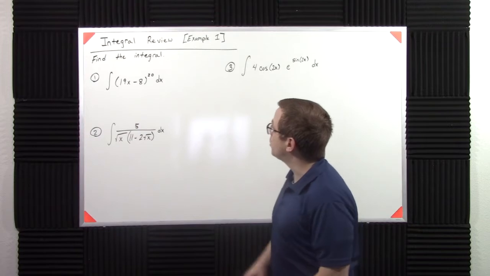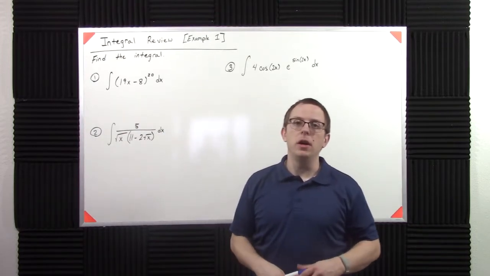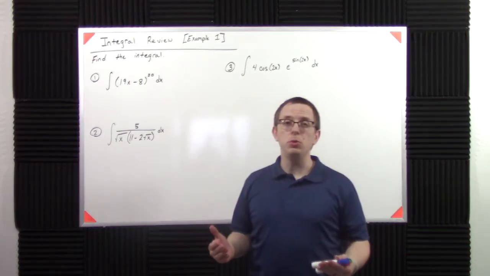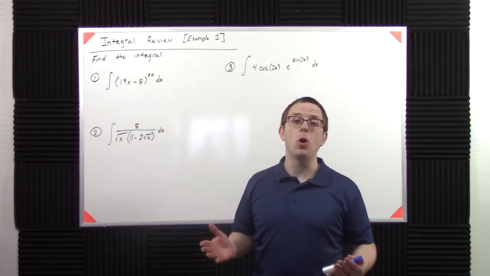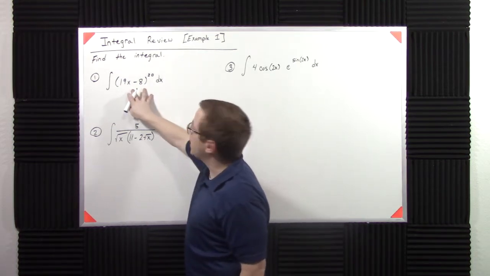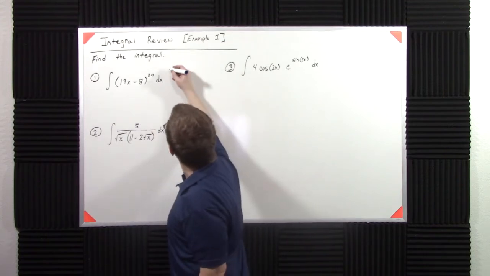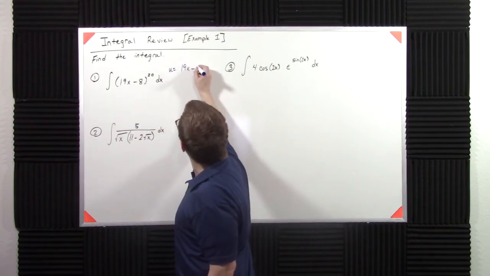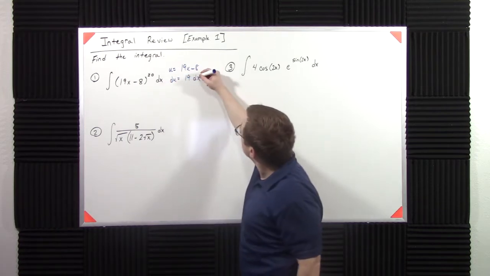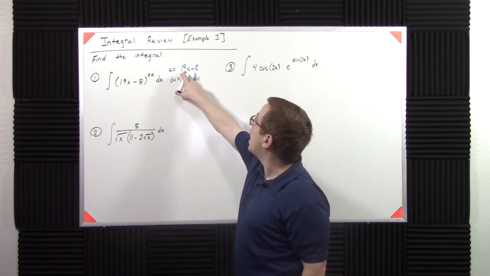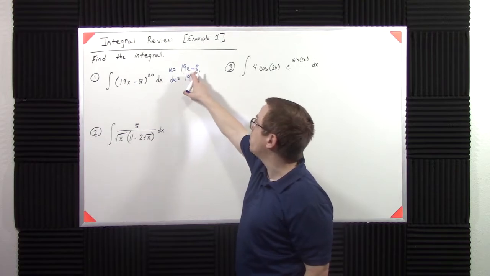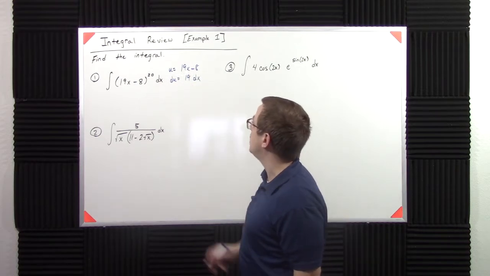The first one we wanted to do is finding the integral of (19x minus 8) to the 20th power dx. So we're going to use a u sub here. In fact, we're going to use a u sub on all of these. What I do is I say, okay, I'm going to take u to be what's inside the parentheses here. So u equals 19x minus 8, so du equals 19 dx. So we take the derivative: the derivative of 19x is 19. The derivative of negative 8 is 0, so that's how we get 19 dx.